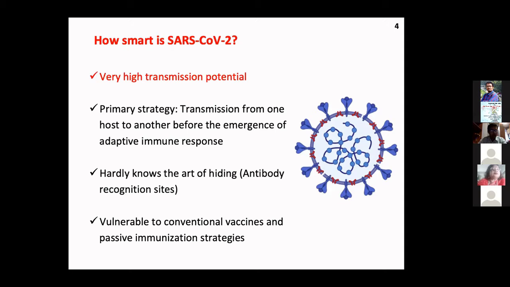So they exactly know how to dribble and dodge the assaults of the human immune system, and then to deal with the challenges of modern science in the form of antivirals, direct acting antivirals, immune modulator drugs. So they know how to deal with those assaults. So those viruses are masters when it comes down to staying within the same host. But what this virus does, this virus just likes to jump from one host to another before the emergence of the immune system. So this virus hardly knows the art of hiding. That's a big plus.